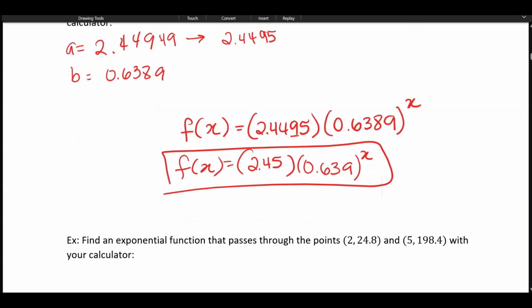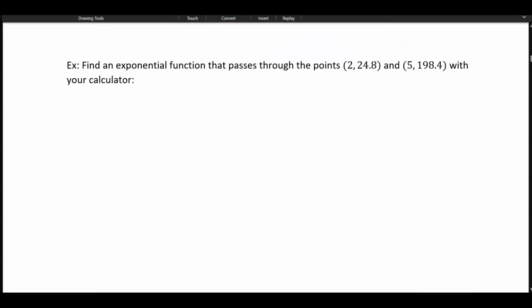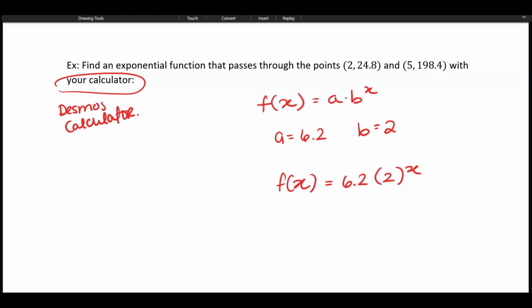All right. Now, I would like you to take an opportunity to try this one. Use your calculator or your Desmos calculator, and try this one out. All right, is this the function that you got? Hopefully it was. Let me know if you have any questions on how to do that.